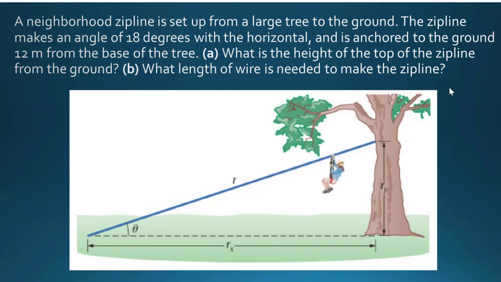Okay, zip line set up from a large tree to the ground. Seems like this zip line becomes much less fun starting about here. Okay. The zip line makes an angle of 18 degrees and is anchored to the ground 12 meters from the base of the tree. Thank you. What is the height to the top of the zip line? Height. What is the length of the wire needed to make the zip line? Length.